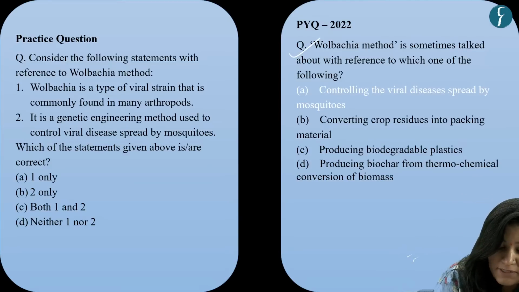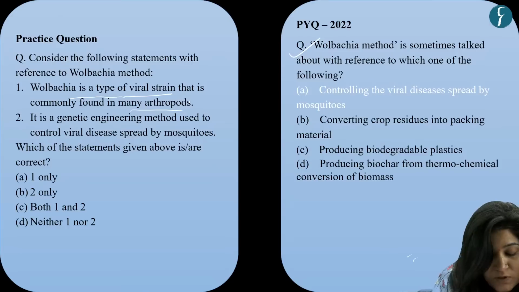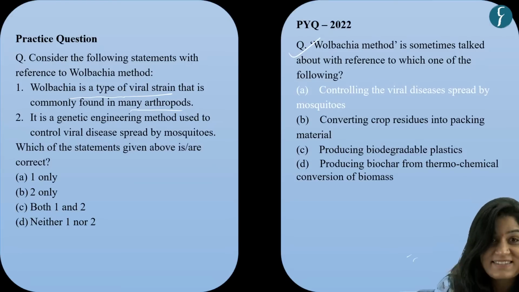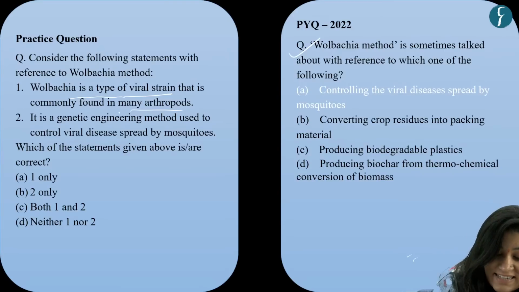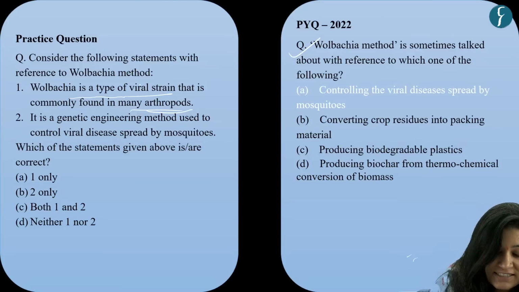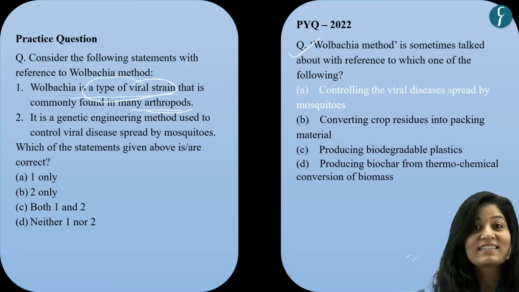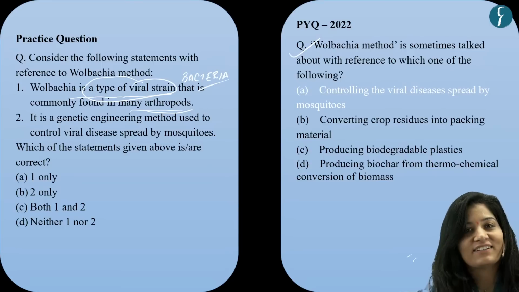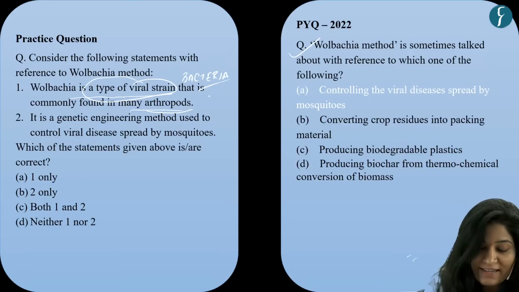So the first statement is Wolbachia is a type of viral strain that is commonly found in many arthropods. Now here, half of the statement is correct. Which one? The second half. That is that it is commonly found in many arthropods, including insects, but it is not a type of viral strain. It is a type of bacteria. This makes the statement incorrect.